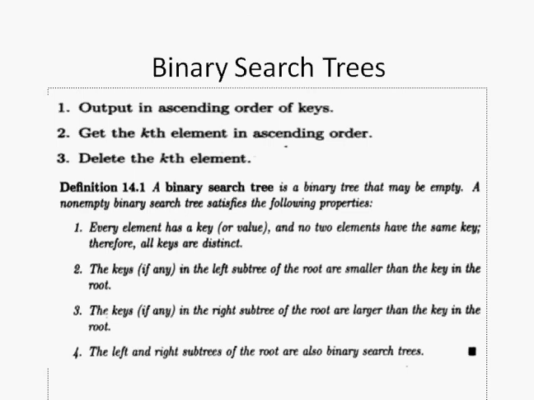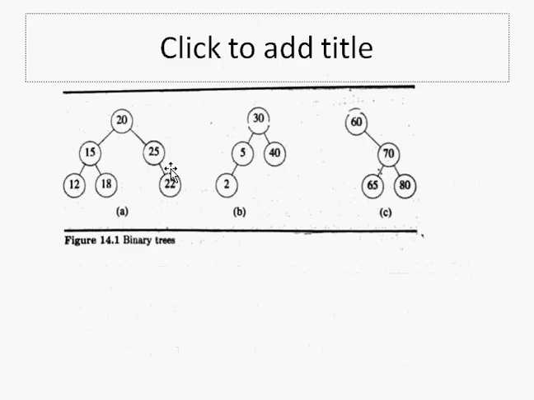Now let's discuss some trees, whether each is a binary search tree or not. So we have three examples, A, B, C. In the first case, 20 is the root value, and definitely 20 is higher than 15, so that's correct. 15 is higher than 12, that's correct. And 15 is lower than 18. So what is actually the condition? The condition says that every element in the left subtree, here 15, 12 and 18, all have a value lower than that of the root. That's correct.